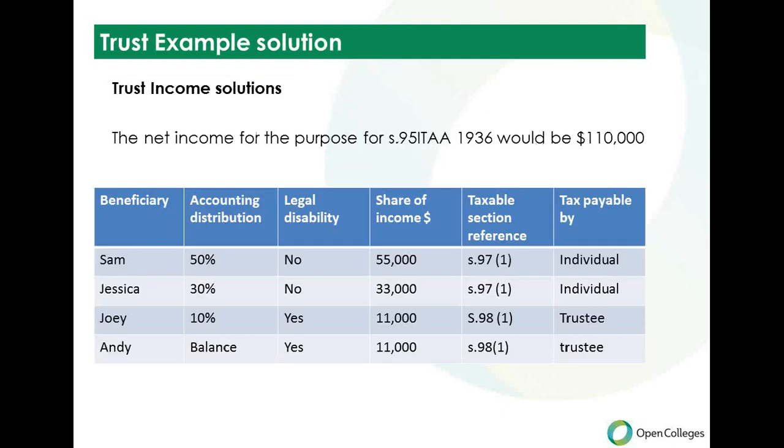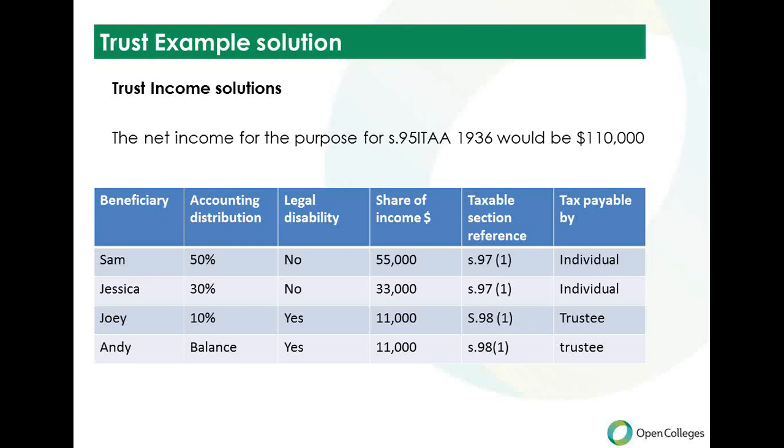So one of the key things to recognise here is that when you lay out a little table like this, remember that the net income for distribution purposes here is $110,000. The $100,000 plus $10,000, which is the non-deductible expenses, and that's what then gets distributed. So always watch out for tax adjustments between accounting profit and taxable income. You can see Sam gets 50%, so his share is $55,000. Jessica's entitled to 30%, she gets $33,000.